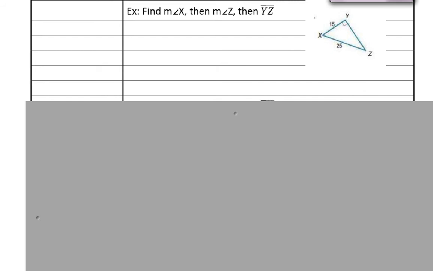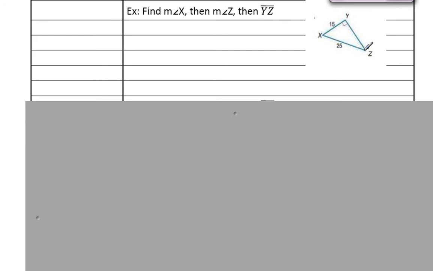Okay, now at this point, if we have a right triangle and any two pieces of information, we should be able to solve for any angle or any side that's missing, as long as we're given two pieces of information other than the right angle. So in this example, we want to find the measure of angle x, find the measure of z, and then find yz. So we should be able to find all sides and angles of this right triangle.